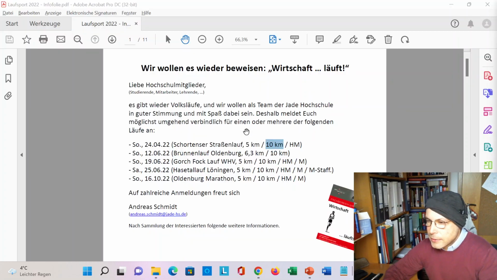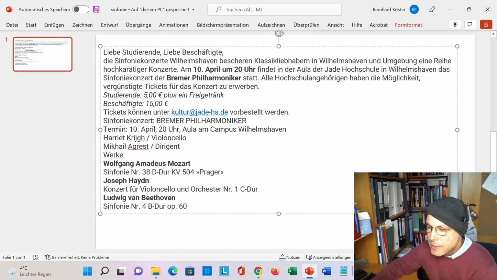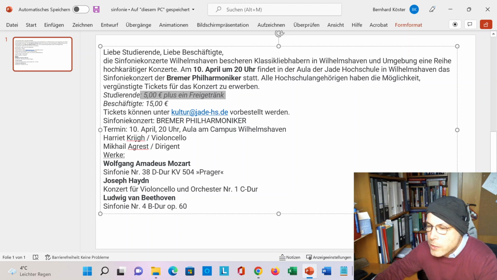And another thing, I think just yesterday you got an email that the Bremen Philharmonics are coming to our university on Sunday, and this is really a nice program with Mozart, Haydn, and Beethoven. I'm away this week, but maybe I will come a bit earlier in order to join this really nice concert of the Bremen Philharmonics. And here I think one drink and €5. That is not too expensive.